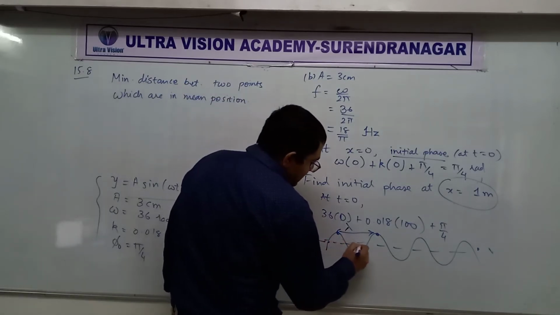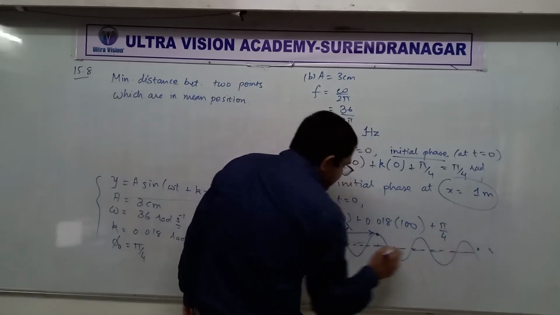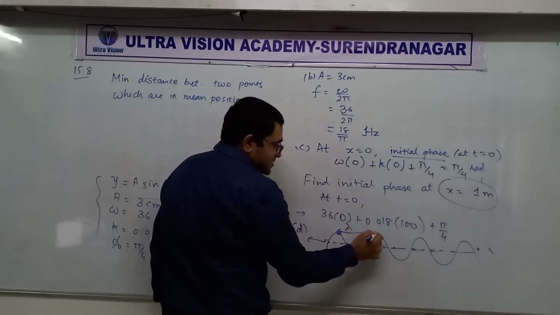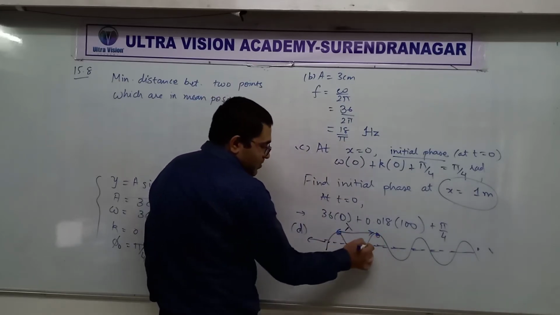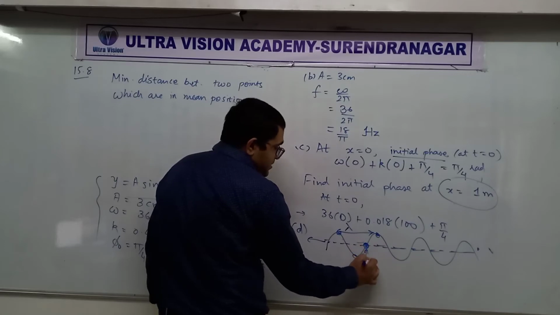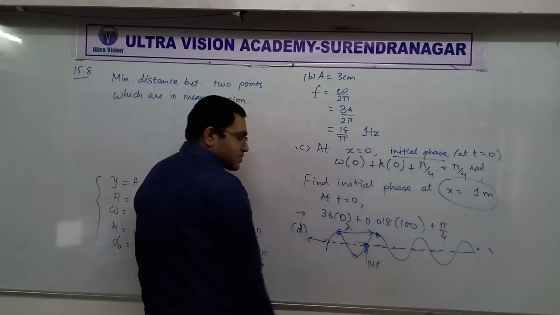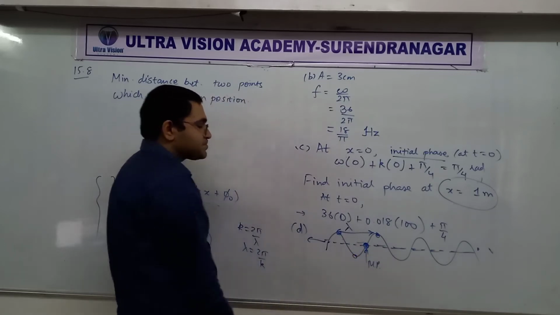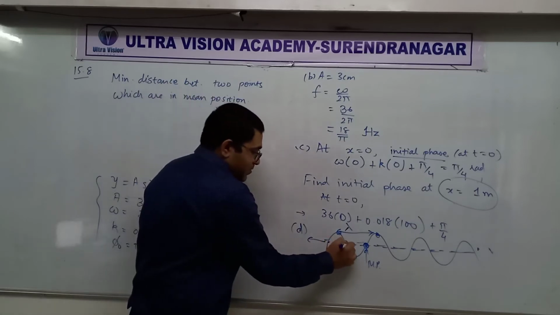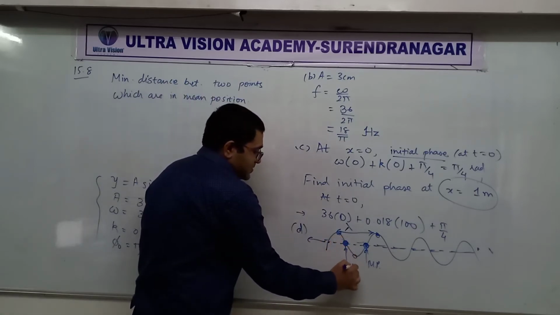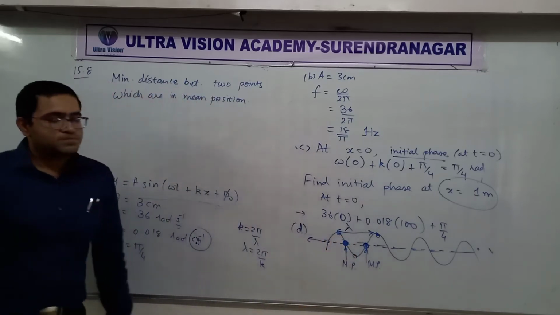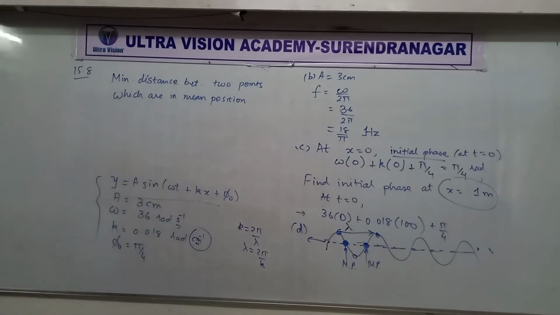Mean position is over here, correct? This is a crest, this is a trough, this is a crest. Do you realize that over here we have mean position? Yes or no? And similarly over here we have mean position. Yes or no? No, not clear.